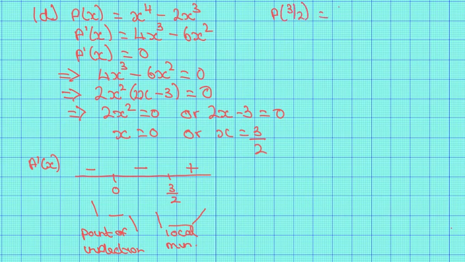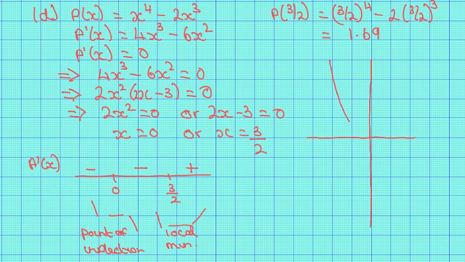So that is equal to 3 over 2 to the power of 4 minus 2 lots of 3 over 2 cubed, which is equal to 1.69. Now I can draw the graph, so let's draw the axes. So it comes down here, goes along there, down there, and up there. This point is 1.5, and that is what this function looks like.